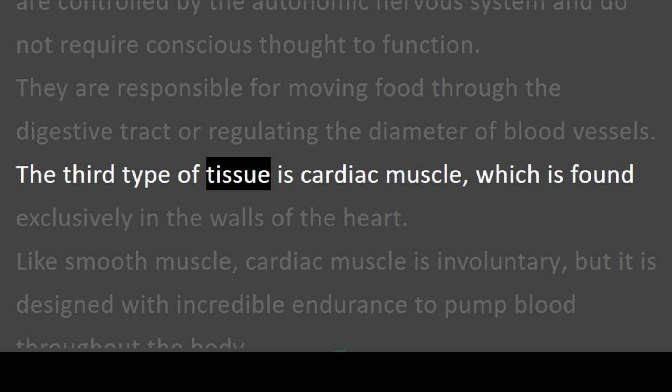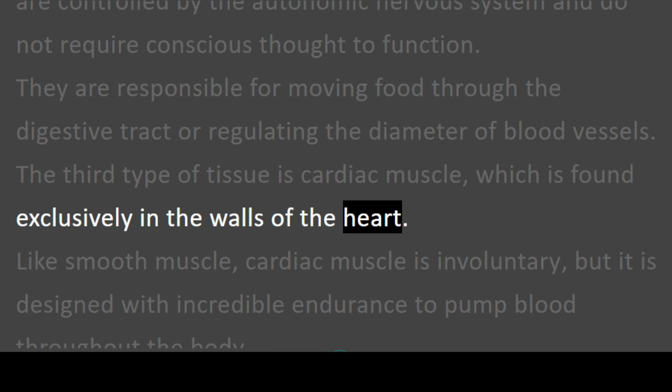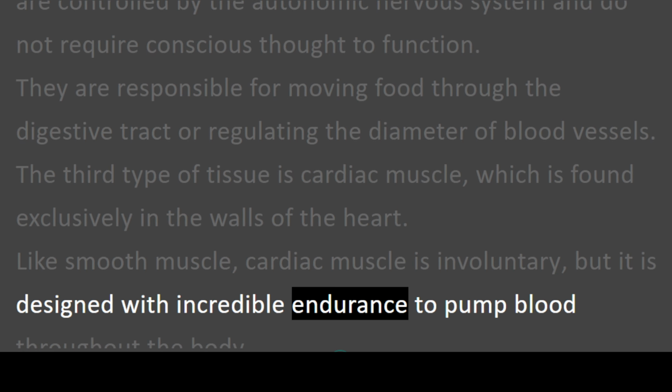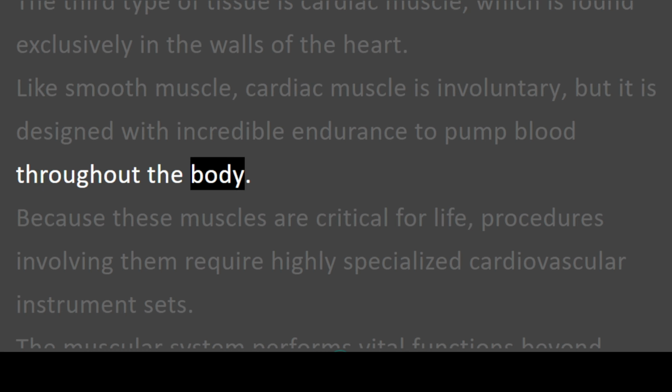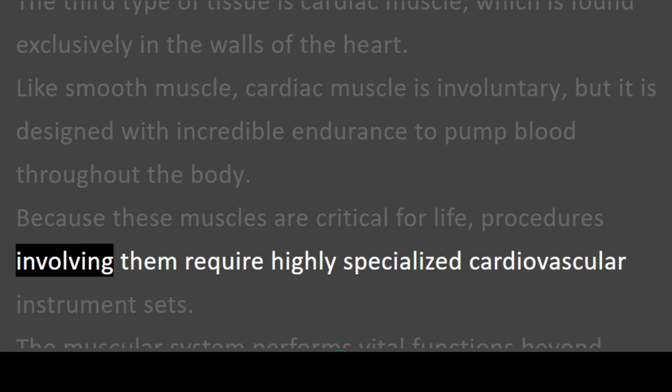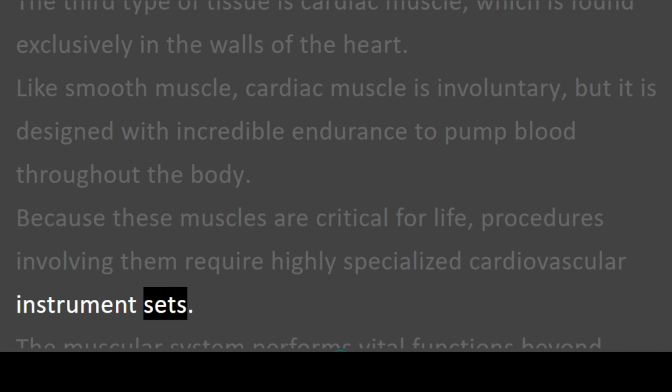The third type of tissue is cardiac muscle, which is found exclusively in the walls of the heart. Like smooth muscle, cardiac muscle is involuntary, but it is designed with incredible endurance to pump blood throughout the body. Because these muscles are critical for life, procedures involving them require highly specialized cardiovascular instrument sets.